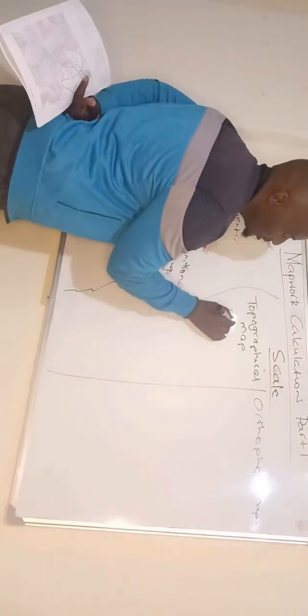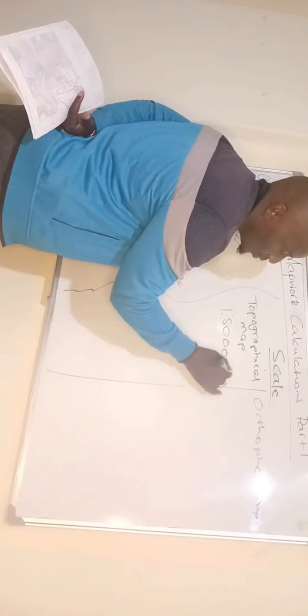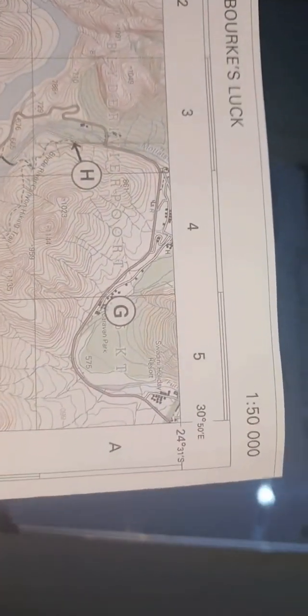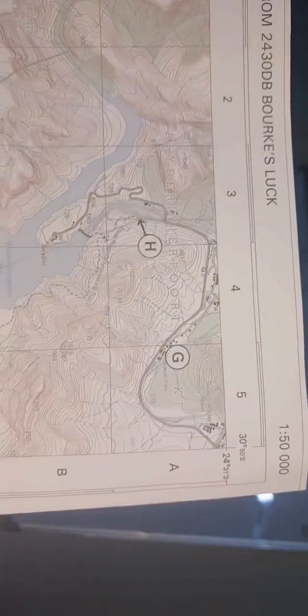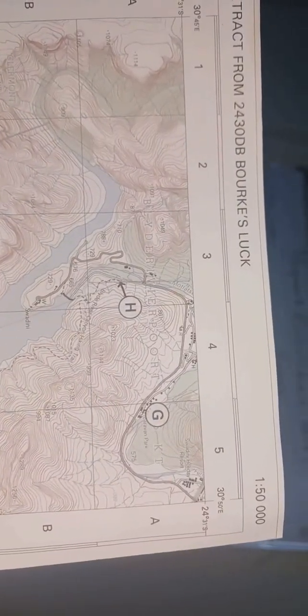This is 1:50,000. Remember, all these units are in centimeters. So this is for your topographical map. I'm just going to show the scale first before we start with the calculation. You have to know the scale of this map, okay? So this is the ratio scale for the topographical map.